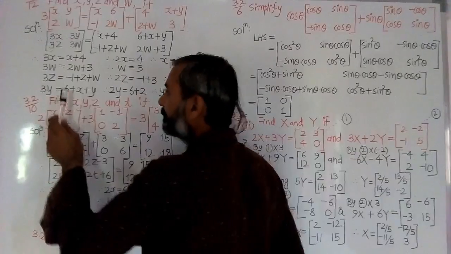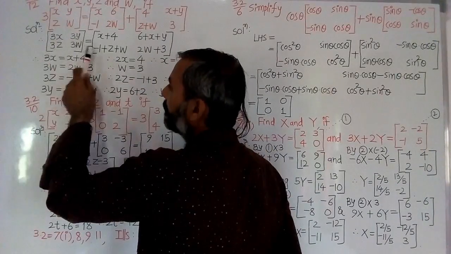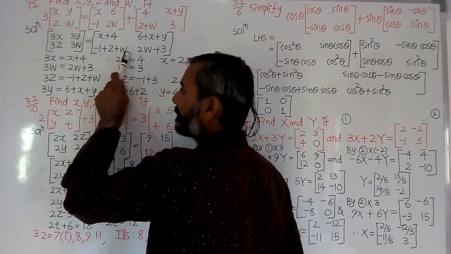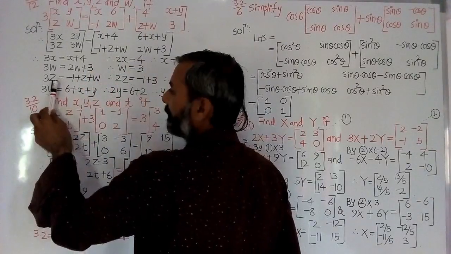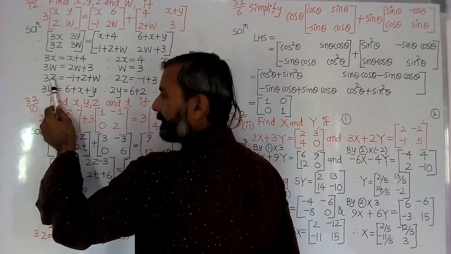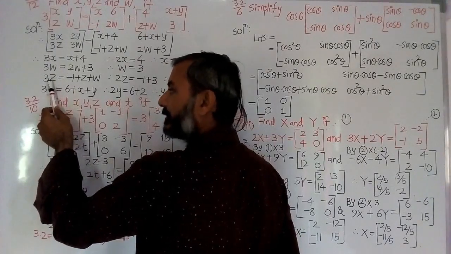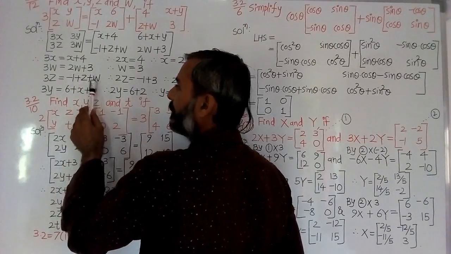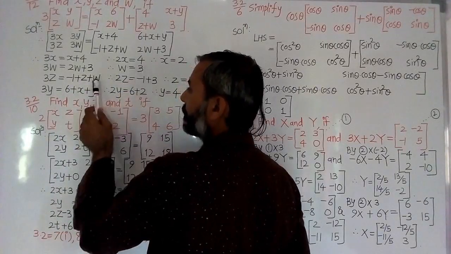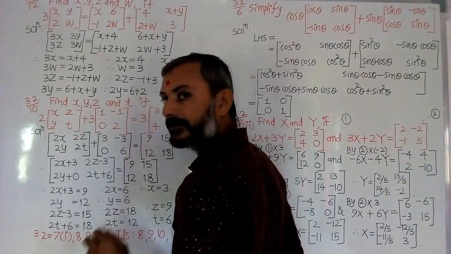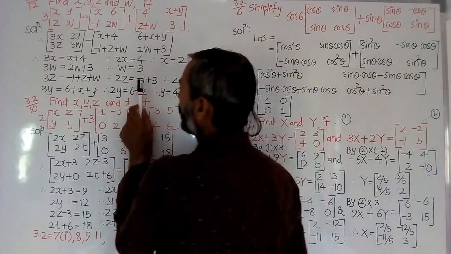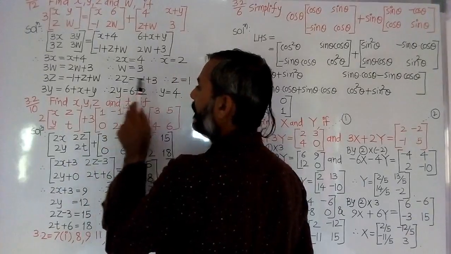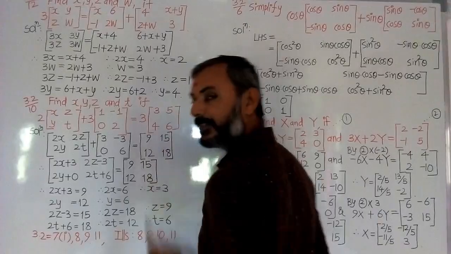Next, 3z equals minus 1 plus z plus w. So z taking to the left side, subtract from 3z, so 2z remains, equal to minus 1 plus w, but w is 3, so we replace w by 3. What remains here? Minus 1 plus 3 is 2, so 2z equals 2, so z equals 1.